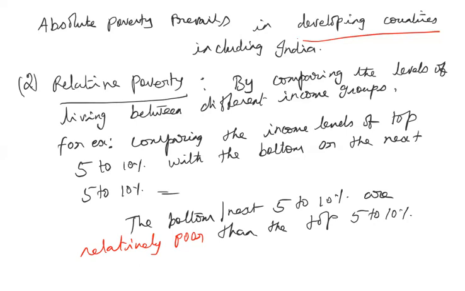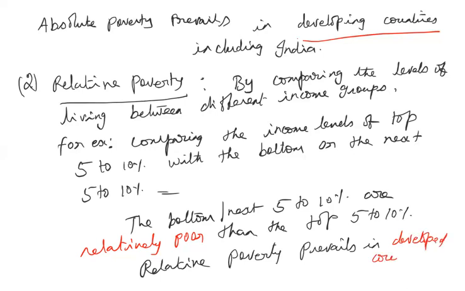And this relative poverty mostly prevails in the developed countries. So relative poverty prevails in developed countries. Okay, so that is the difference between absolute poverty and relative poverty.